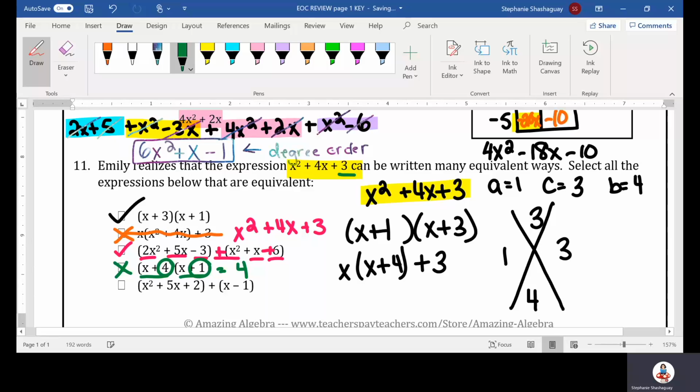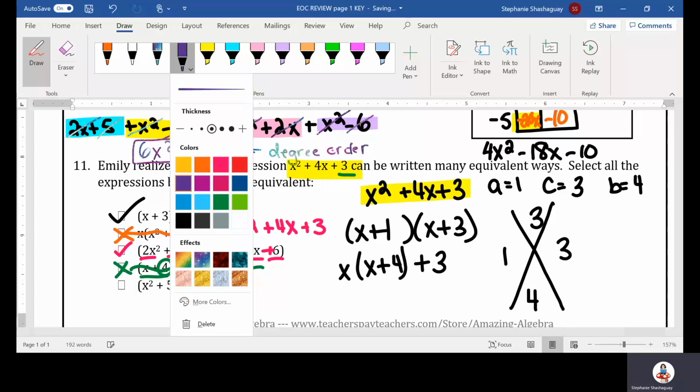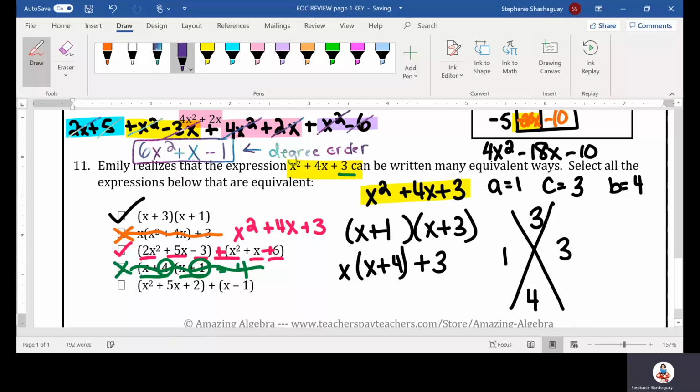And then we're going to look at this last option here. And I will use one more color. Let's go with purple. We have x squared plus 5x plus 2, and we are adding x minus 1. Well, there's nothing to combine the x squared to. 5x plus x will be plus 6x. And then positive 2 and negative 1 is going to be plus 1. That is not the same as our original expression. So we can go ahead and cross that out as well.